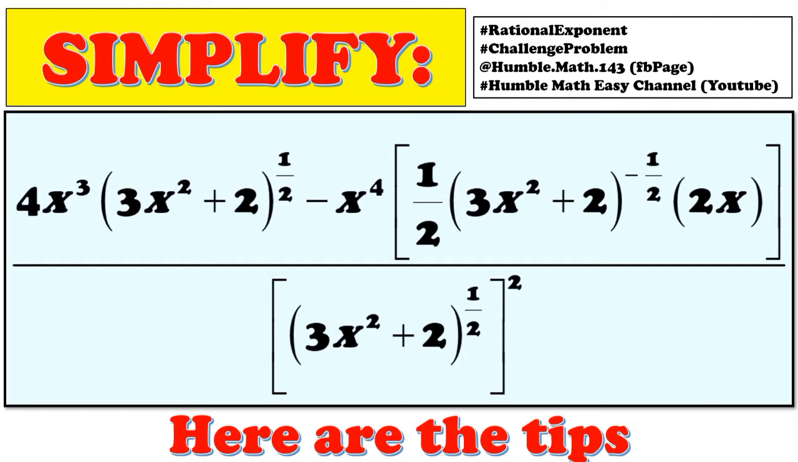We are going to simplify this with the example: 4x cubed times the quantity of 3x squared plus 2, quantity raised to the power 1/2, subtracted to x raised to 4 times the quantity of 1/2 times the quantity of 3x squared plus 2, quantity raised to negative 1/2 times 2x, all over the quantity 3x squared plus 2 raised to 1/2, raised to 2.